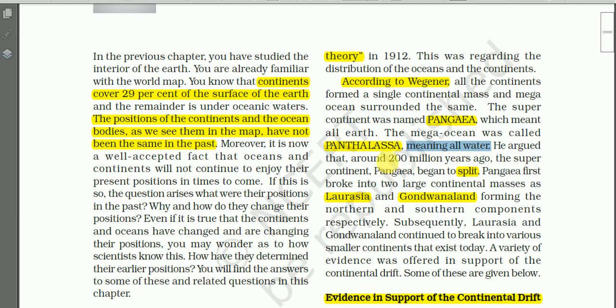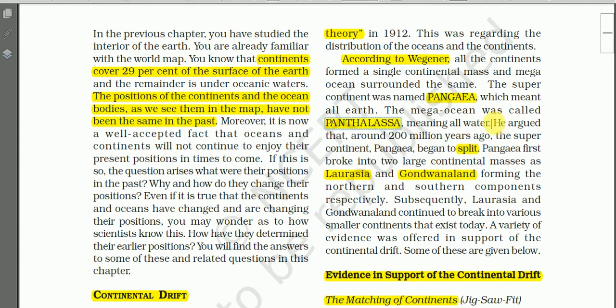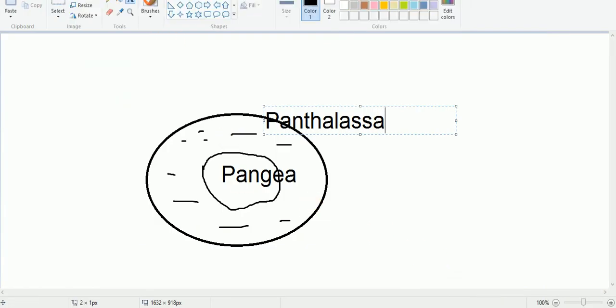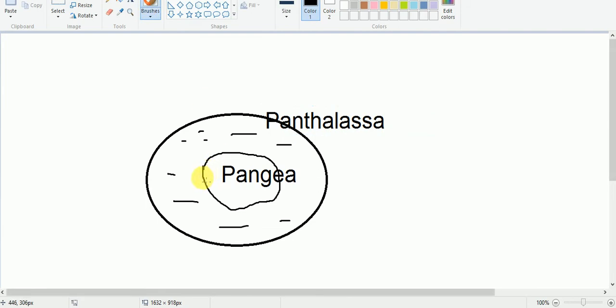So there was a supercontinent named Pangaea, and it was surrounded by a big mega ocean known as Panthalassa. And he argued that around 200 million years ago, the supercontinent Pangaea began to break. Pangaea first broke into two large continental masses known as Laurasia and Gondwana, forming the northern and the southern components respectively.